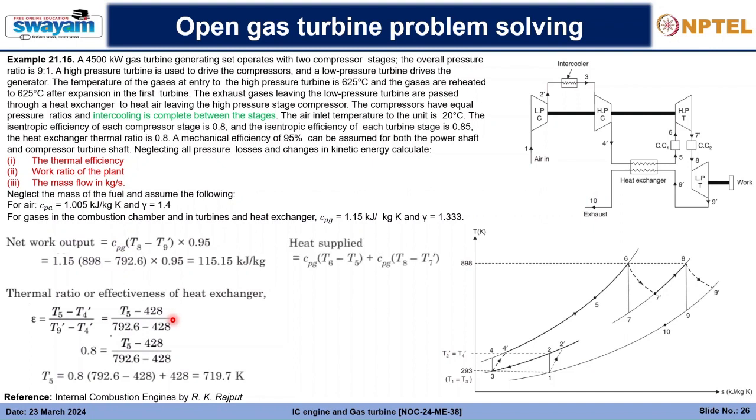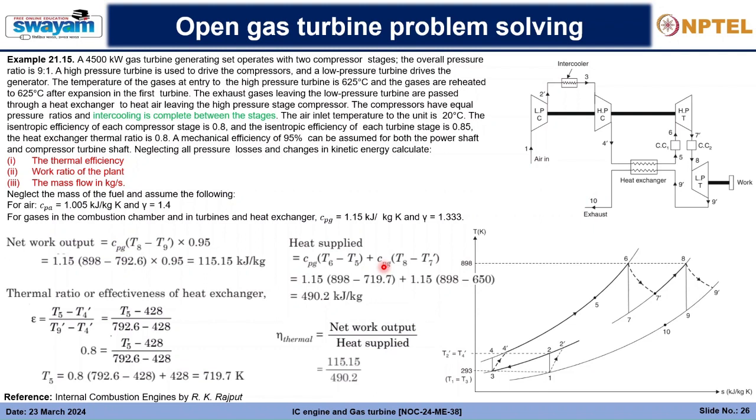Okay. Next, the heat supplied will be equal to the total heat supplied over this region and the total heat supplied from this region in the combustion chambers. So T6 minus T5 into CPG and T8 minus T7 dash into CPG. And accordingly, you will find the value to be 490.2 kilojoule per kg. So if we know all this, we can calculate the thermal efficiency, the net work output by heat input, and we will get the thermal efficiency to be 23.5%. That is the first part of the problem.